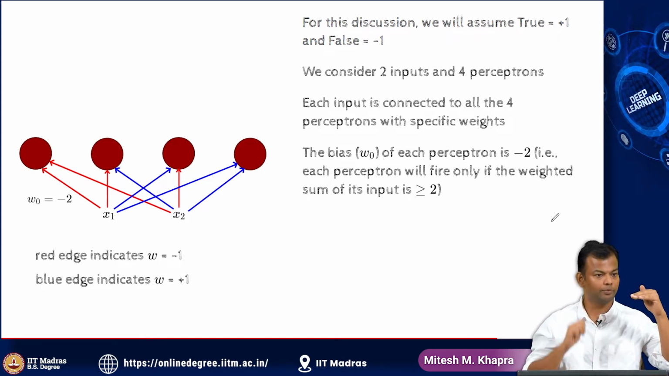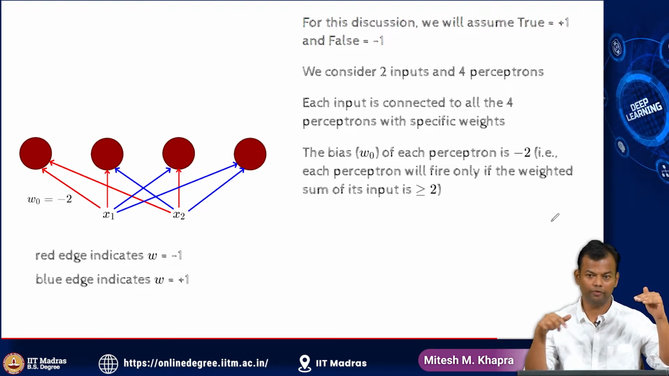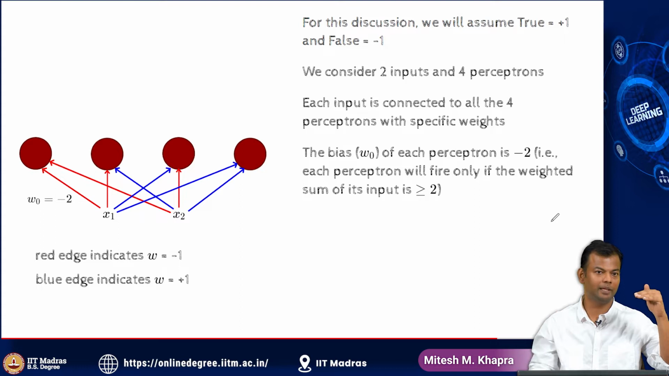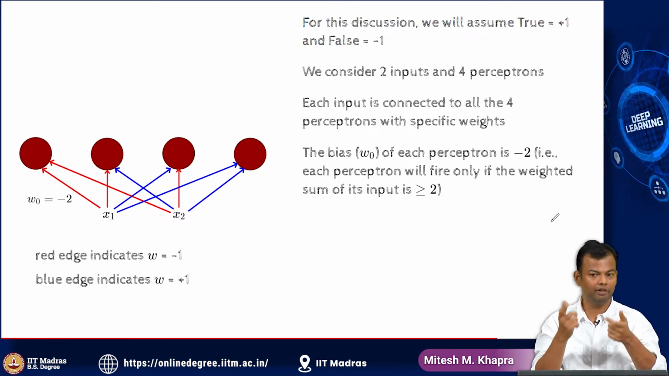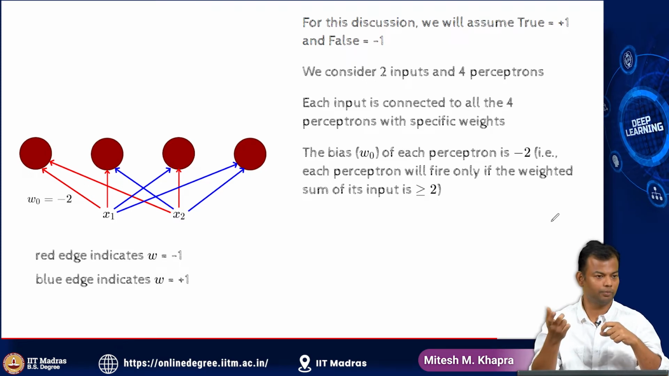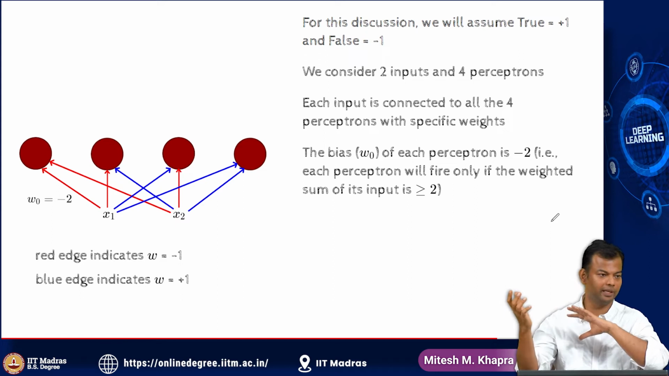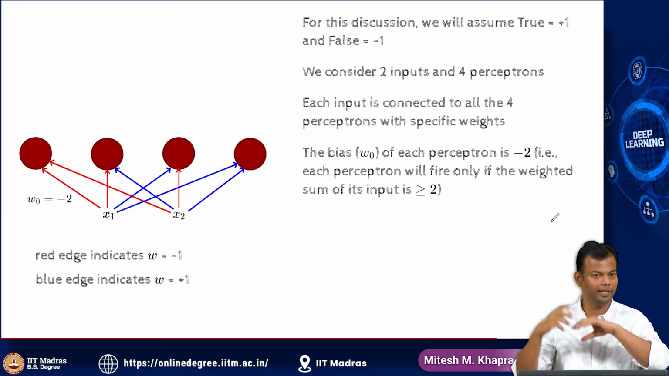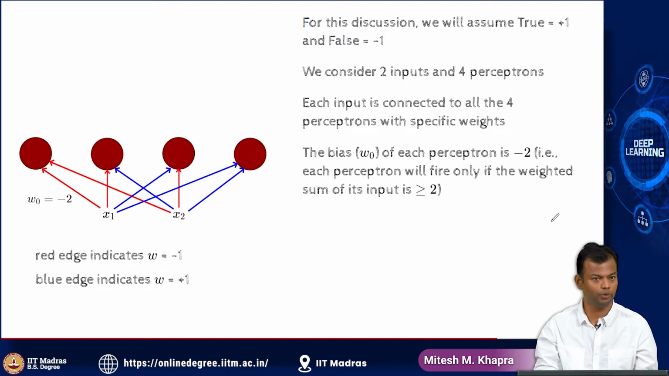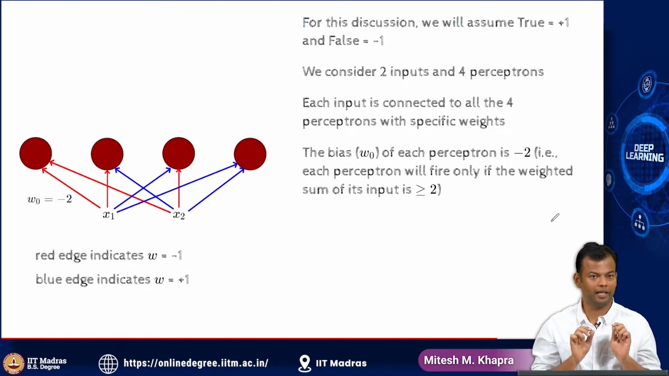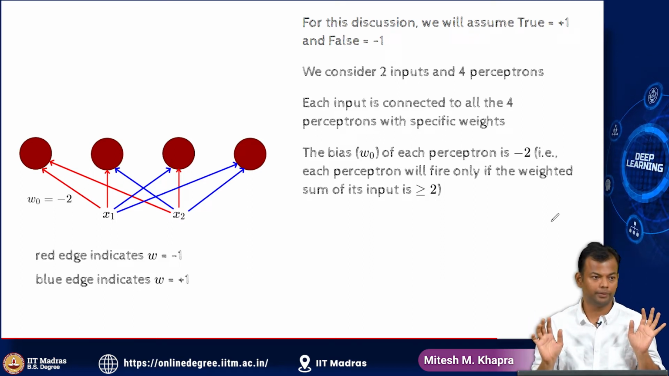So what is the perceptron rule? W naught plus the weighted sum of the inputs should be greater than 0 for it to be 1. What does that mean? If W naught is -2, then the perceptron will fire only if the weighted sum of the inputs is greater than 2, because then you will have -2 plus a quantity which is greater than 2. So that quantity would be greater than or equal to 0, and then the perceptron will fire. So it means that the weighted sum of the inputs should be greater than or equal to 2. So this is all I have done. I have hard coded everything so far.